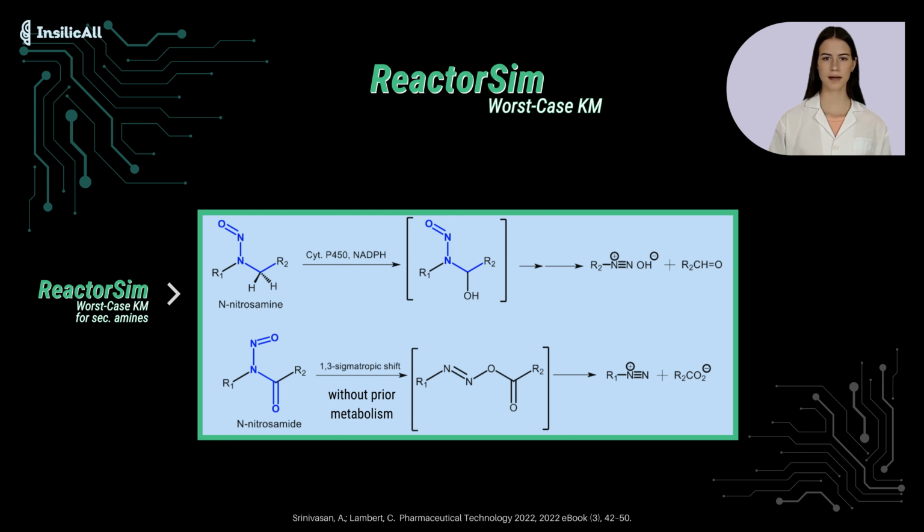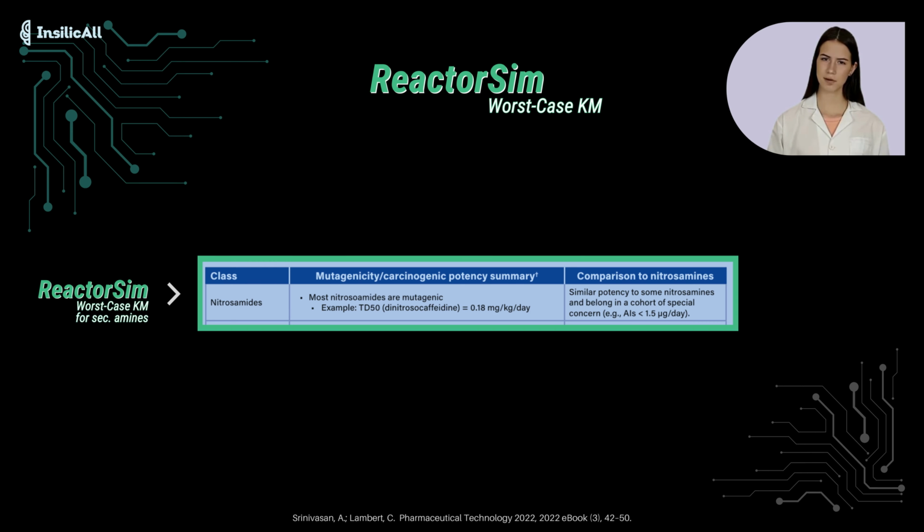Nitrosamides, being inherently unstable due to the presence of two electropositive functional groups, have the potential to induce mutagenic events without preceding metabolism, thereby posing a substantial mutagenic risk. The carcinogenic potency of N-nitrosamides can sometimes match that of nitrosamines. Due to the fact that the acceptable intakes of N-nitrosamides, based on the TD50s, are below the ICH M7 limit of 1.5 micrograms per day, N-nitrosamides merit special attention.